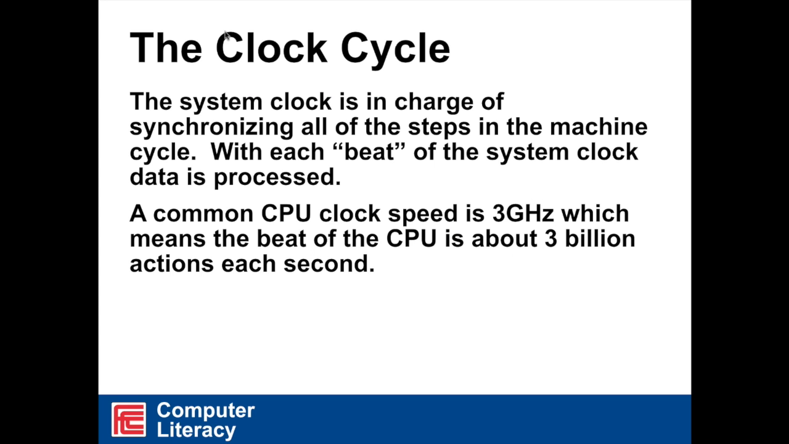In fact, if you look at a clock cycle on your processor, most processors nowadays are around 3 gigahertz, which means that if you picture the clock cycle as being sort of the beat of a drum, with each beat of that drum, data is processed. That means the drum is beating 3 billion times a second. You are performing 3 billion different actions every single second.